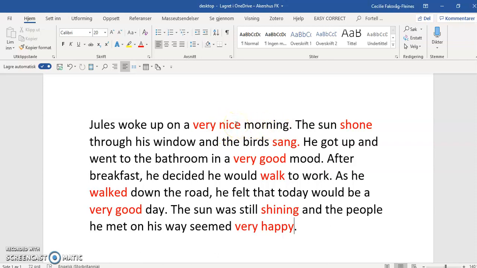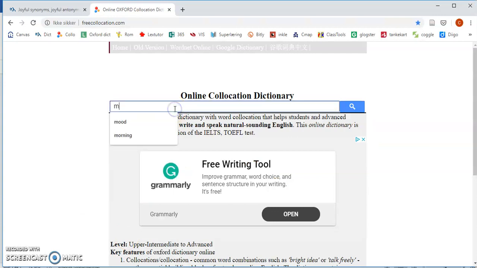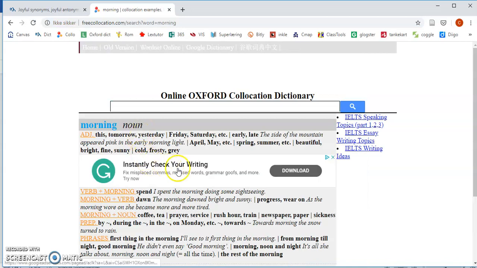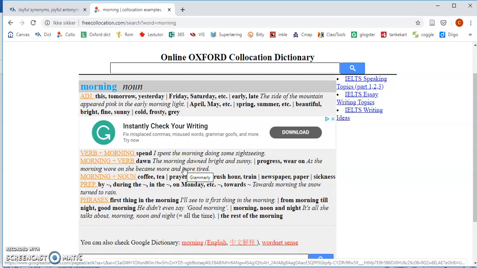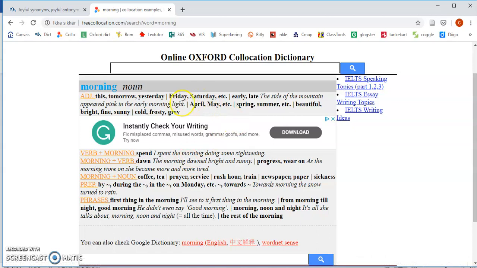So if I want to replace an adjective, I have to look up the noun that the adjective modifies. So if I want to use this dictionary to find a better expression to go together with morning, morning is the expression that I have to look up. So I'll type morning. And you see, here I get the words that collocate with morning, which means the words that like to hang out with morning in sentences.